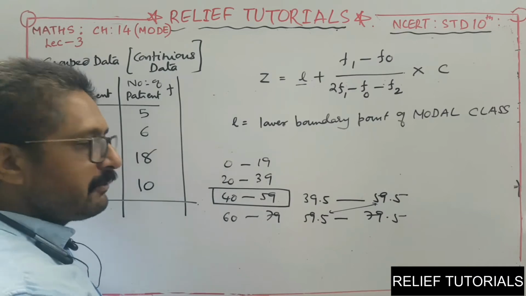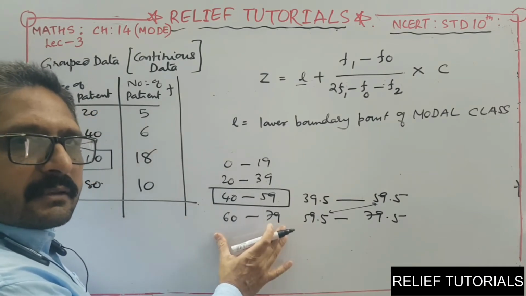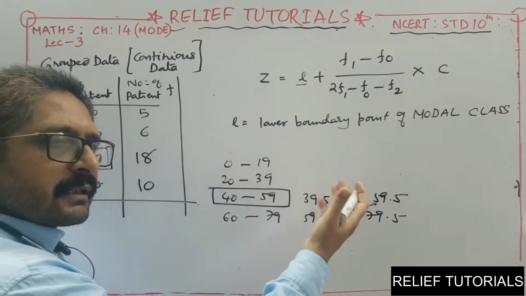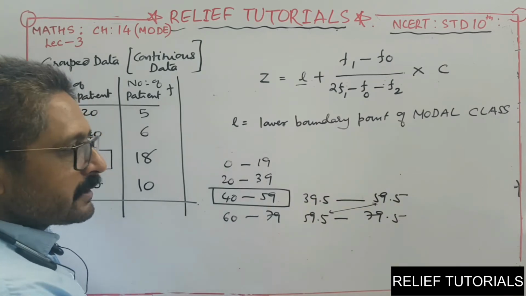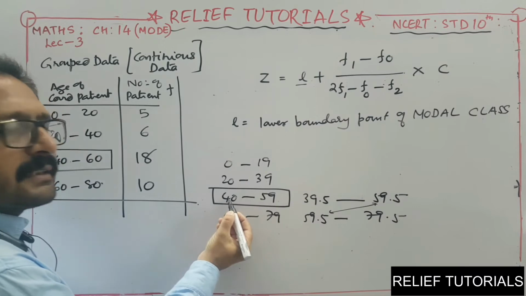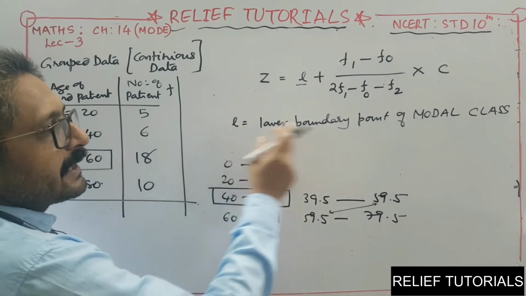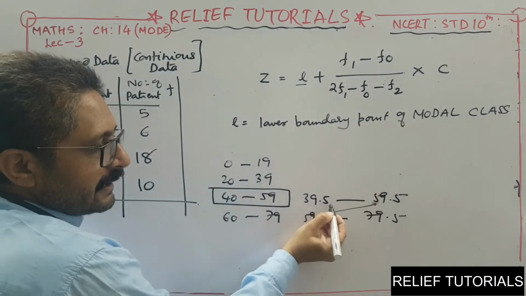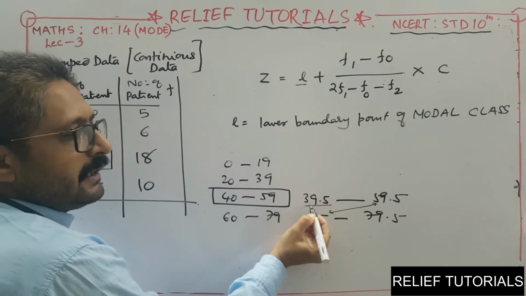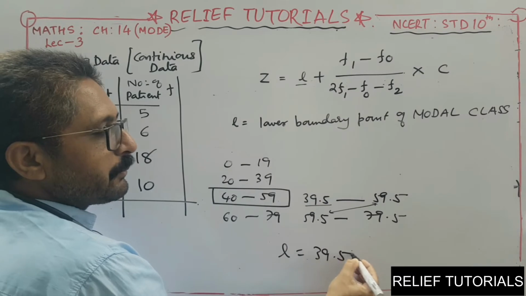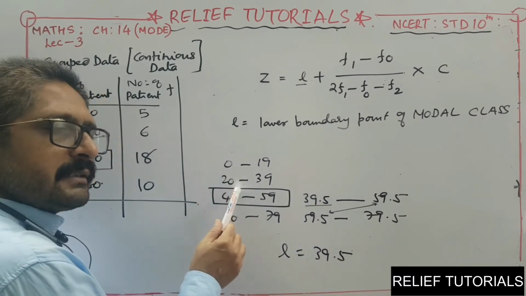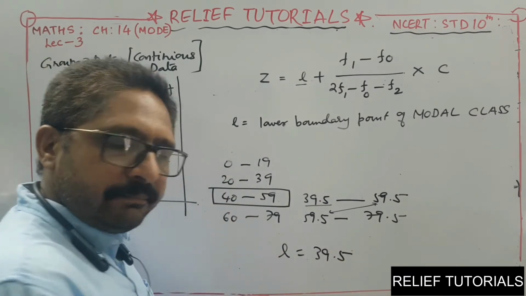I told you yesterday, whenever your data is discontinuous, you have to convert the classes into continuous classes by writing their boundary points. Now if this is the model class and you want to write L, that is the lower boundary point of the model class, then here the lower boundary point is 39.5. So L is equal to 39.5 if it is discontinuous data. Clear?